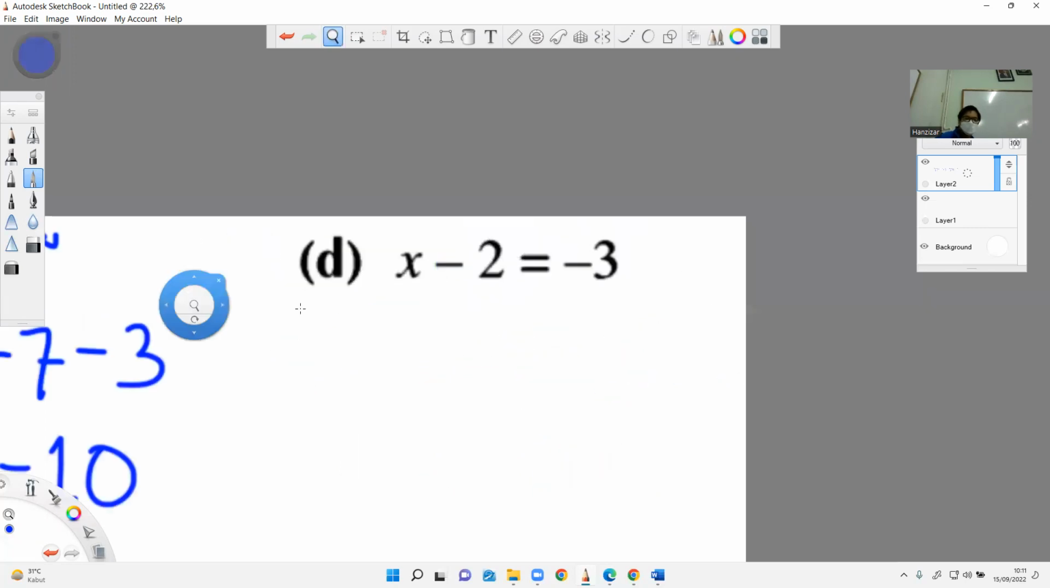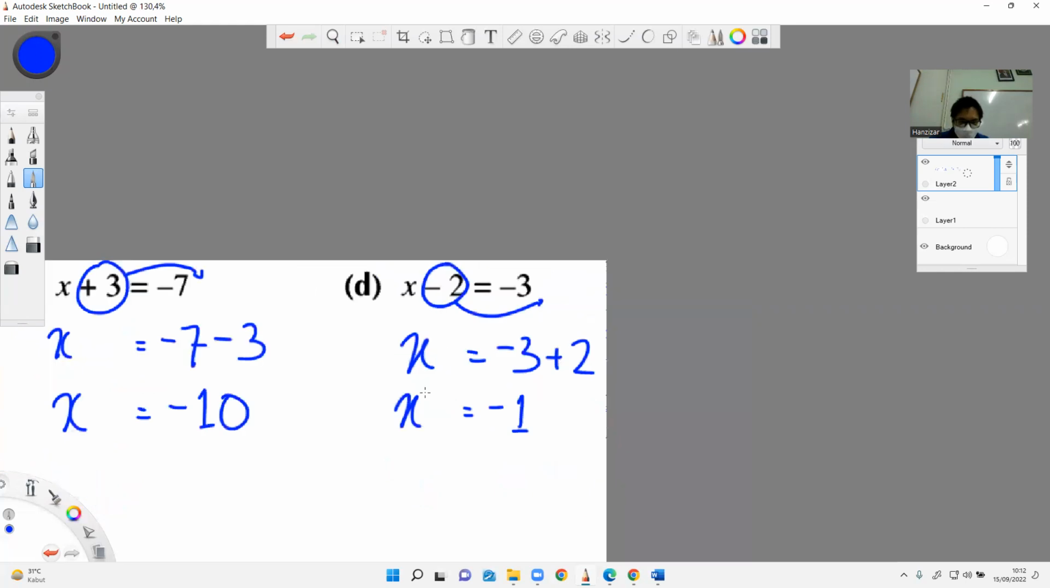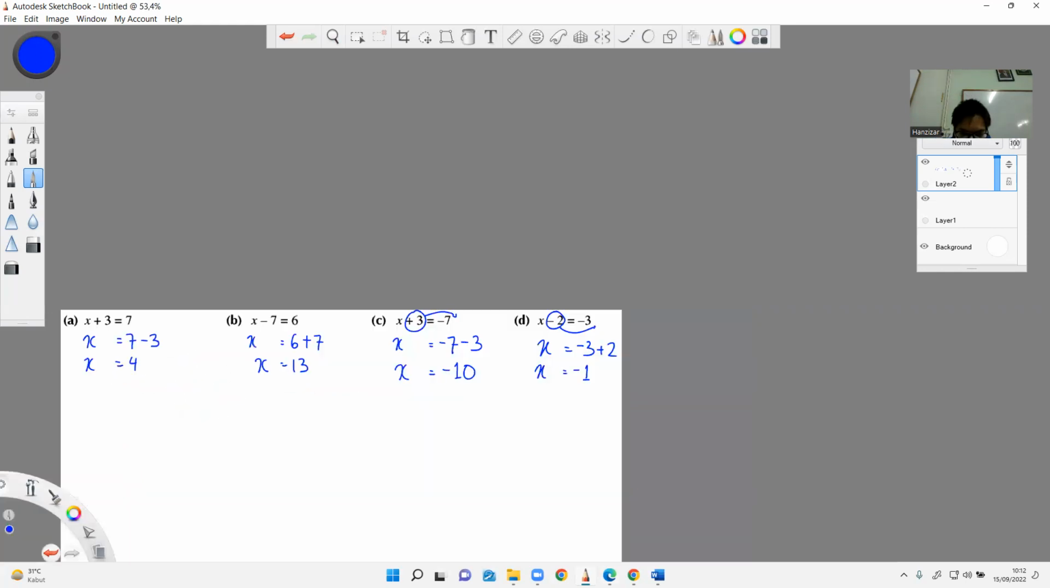How about this? It's the same. Negative 3, you move the negative 2 to the right side, becomes plus 2. Negative 3 plus 2, negative 1. Any question? No? Pay attention, yeah? I hope you pay attention in this part because it's still simple.